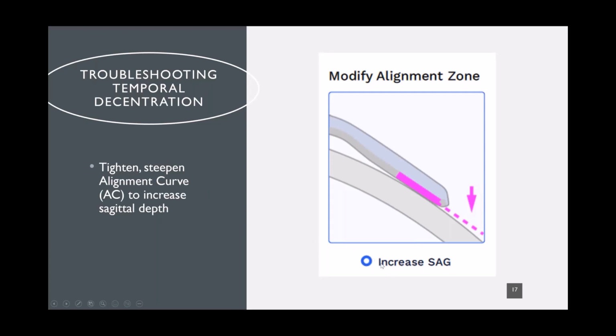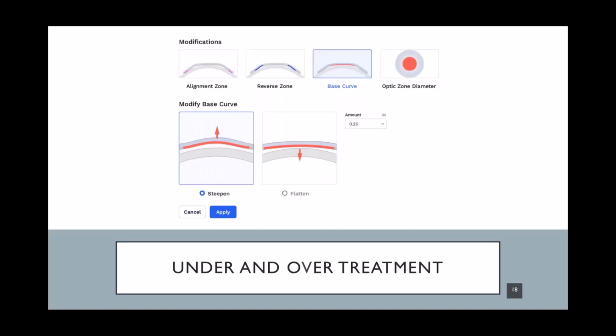And I'm trying to use terms sort of interchangeably so you hear it over and over again. To steepen a lens, you increase sagittal depth. To loosen a lens, you decrease sagittal depth. Okay, so let's kind of move on a little bit. We'll move on to the next part of the modification tools, and that would be the base curve.